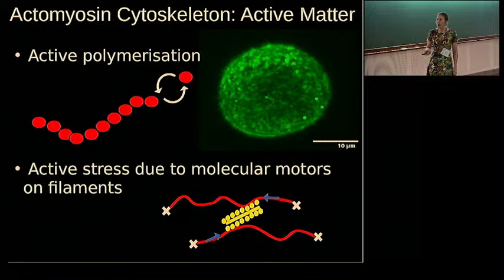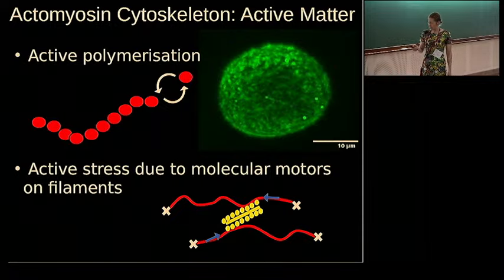The other aspect in which they are active is in the way that they interact with molecular motors. Actin interacts with molecular motors called myosin. Here is a cartoon showing the interaction. We've got a cluster of myosin motors depicted in yellow here, and they are interacting with two actin filaments. Actin filaments are polar in the sense that the motors will move along the filament in a particular direction.